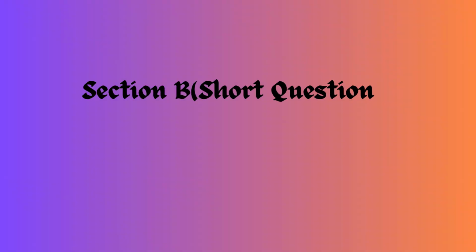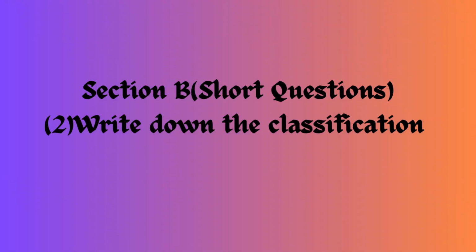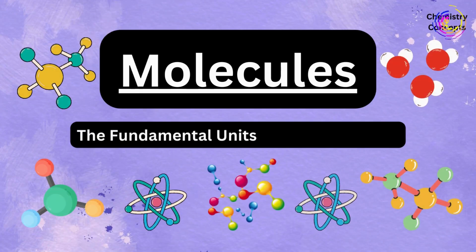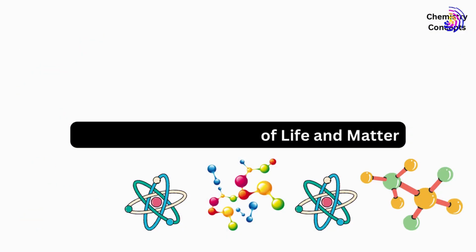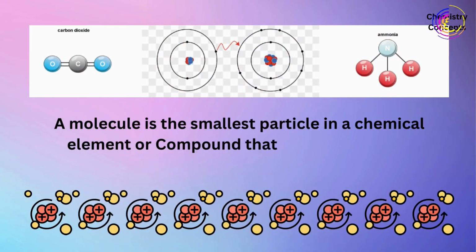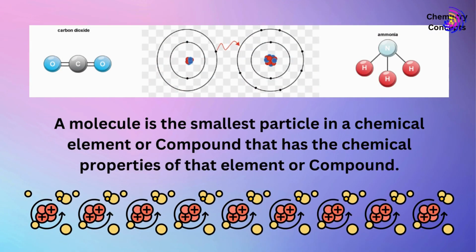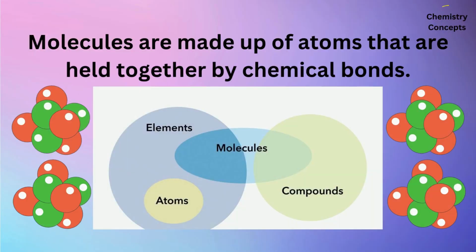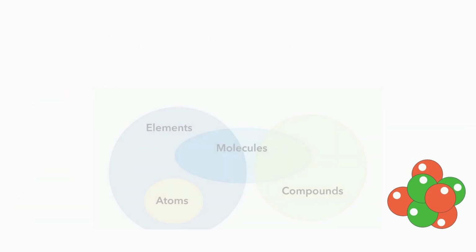Section B. Short questions. 2. Write down the classification of molecule. Molecules, the fundamental units of life and matter. A molecule is the smallest particle in a chemical element or compound that has the chemical properties of that element or compound. Molecules are made up of atoms that are held together by chemical bonds.